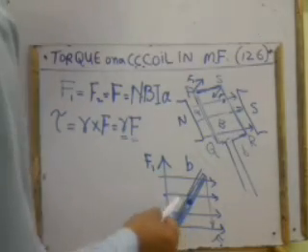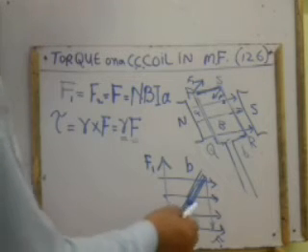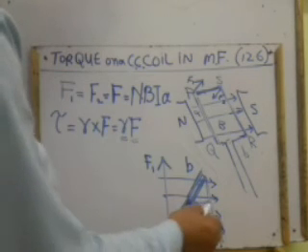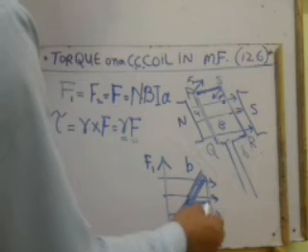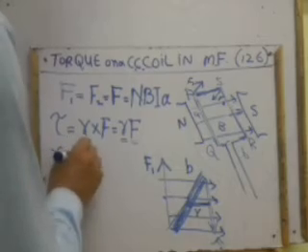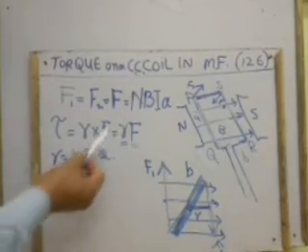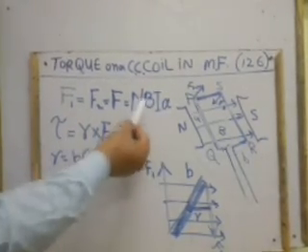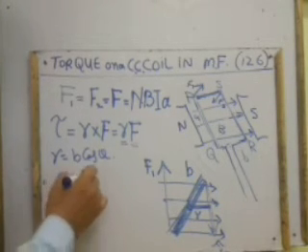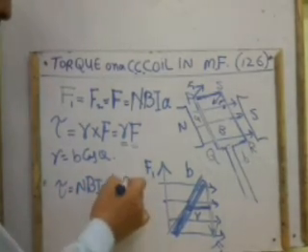The moment arm is the perpendicular distance between the line of action of the force and the axis of rotation. So if this is B, then this will be the moment arm. So R is this moment arm, which is equal to B cos theta, and the value of F is NBIA. Putting these two values in this equation, we can find the torque: NBIA times B cos theta.